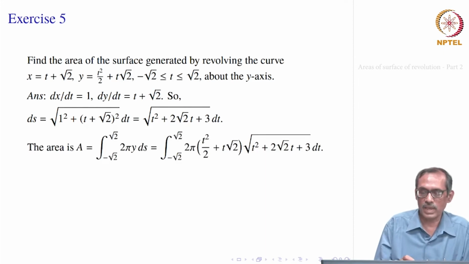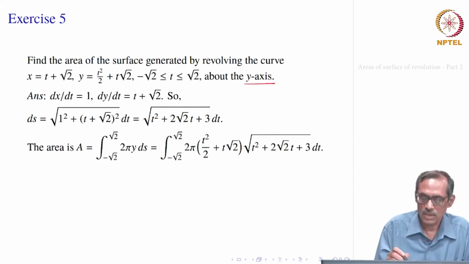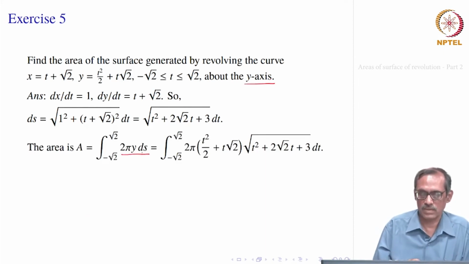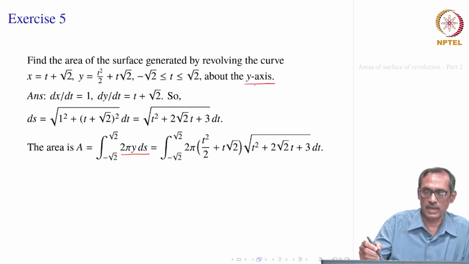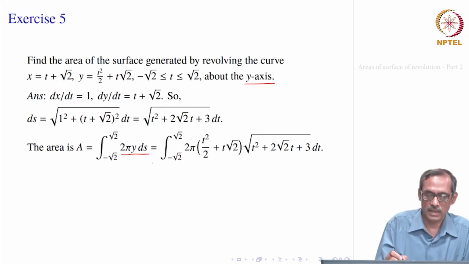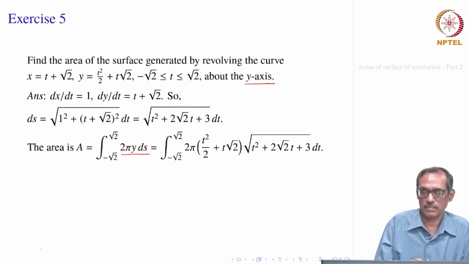Then the area we can write now, it is about y axis. So, it is 2 pi y ds, fine. So, remember, when you take the other formula in terms of x, it will be 2 pi x dy, right. X is a function of y, you have to express. So, here directly we get 2 pi y ds.